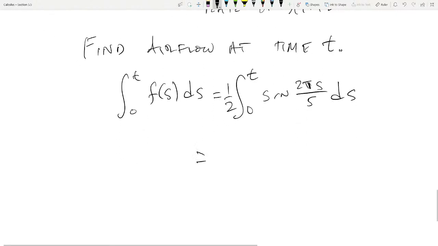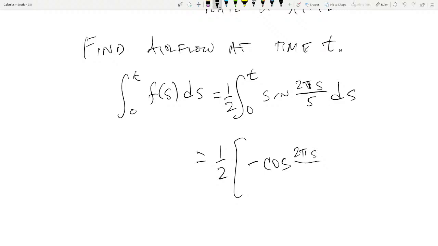And then that'll be 1/2. When we integrate that, I'm going to get a minus cosine 2 pi s. Probably a bad letter because of the 5. They look a lot alike. In fact, it is a bad letter, but I'm going to go with it since that's what I did.